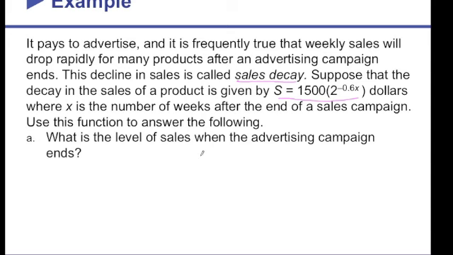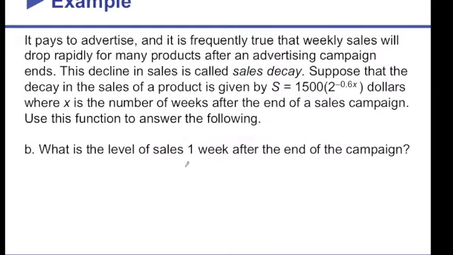What is the level of sales when the advertising campaign ends? In that case, x equals 0. If we fill that in, we'll have 1,500 times 2 to the negative 0.6 times 0. Well, that'll make it 2 to the 0. And when the advertising campaign ends, the sales are at $1,500.